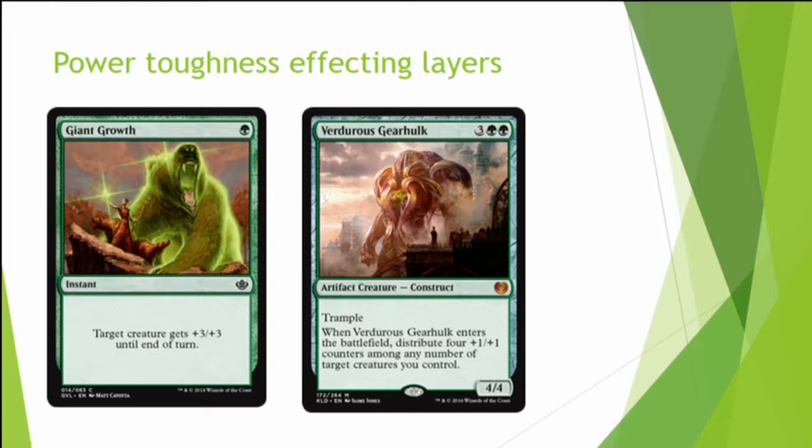Power and toughness affecting layers. I'm sure anybody that plays Standard is aware of Virtuous Gearhulk. But Giant Growth, being able to give +3/+3 to something, making your Virtuous Gearhulk a 7/7 trampler, assuming you didn't put any +1/+1 counters on them.